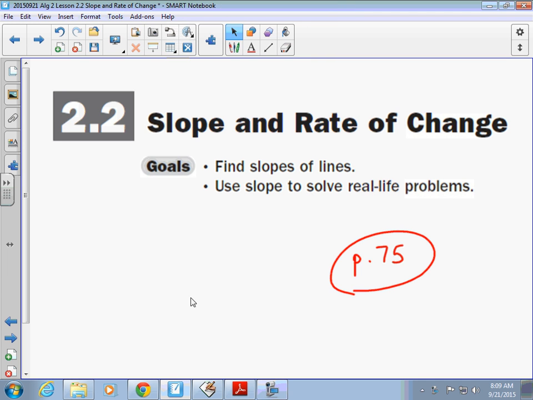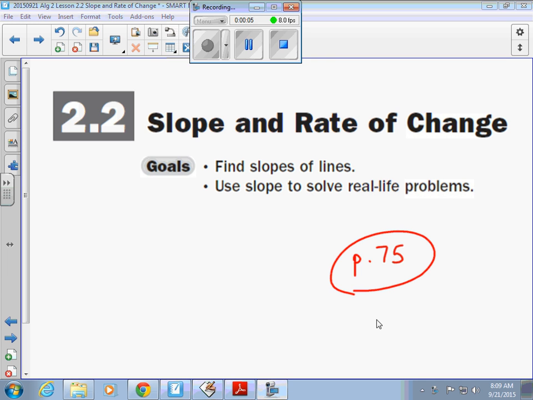This is Algebra 2, Lesson 2.2. We're doing slope and rate of change review from Algebra 1. We're finding slopes of lines, and then we're using those slopes in real life problems. Begin on page 75 in your textbook.